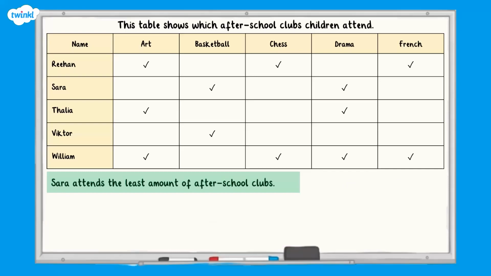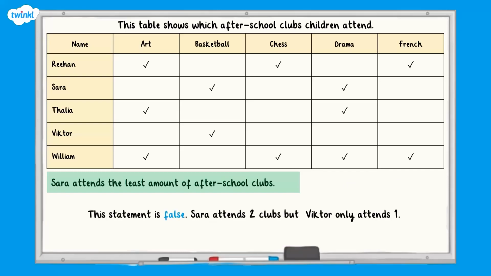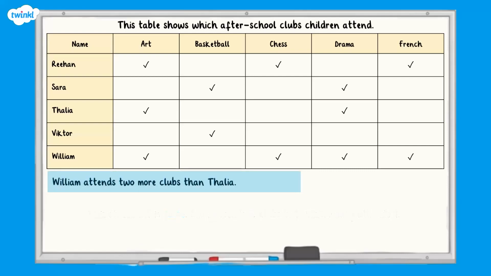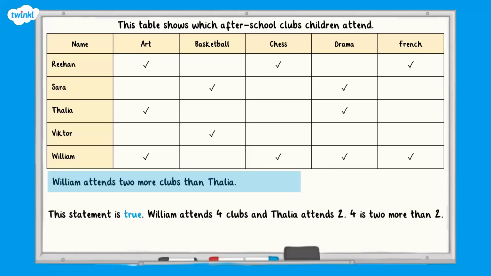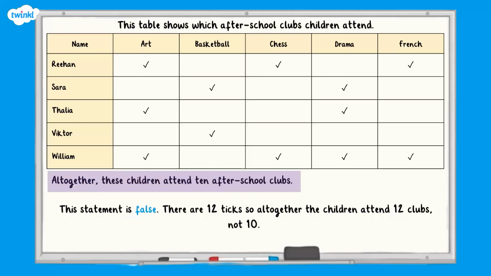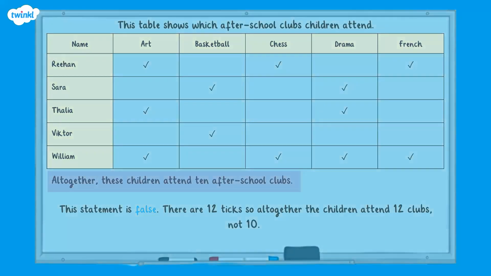Statement 1 is false. Sarah attends 2 clubs, but Victor only attends 1. Statement 2 is true. William attends 4 clubs and Talia attends 2 clubs. Statement 3 is false. To find the total number of clubs attended, you need to count the ticks. There are 12 altogether, not 10.